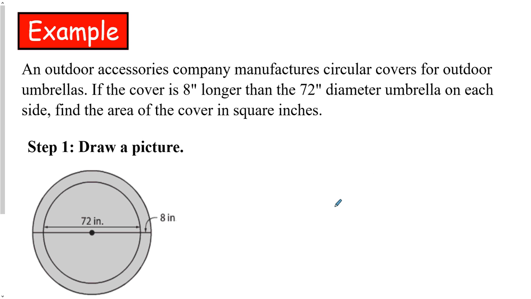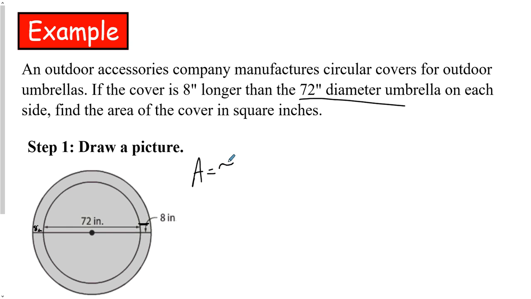An outdoor accessories company manufactures circular covers for outdoor umbrellas. If the cover is 8 inches longer than the umbrella on each side, find the area of the cover in square inches. So I know that the diameter is 72 inches, and that the cover is going to be 8 inches longer on each side. So here's a picture that can be really helpful. The umbrella is this inner circle. The cover is the outer circle. You'll see that it's 8 inches longer over here, which means it's also 8 inches longer over here.